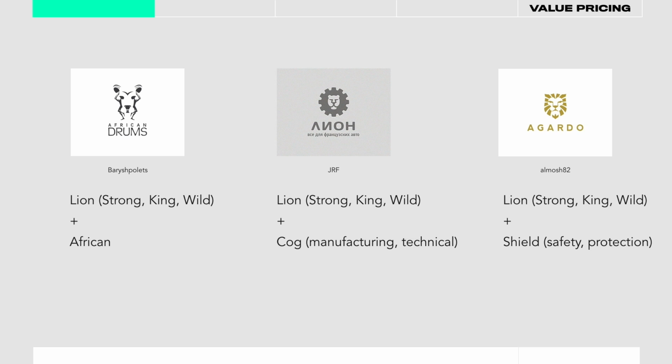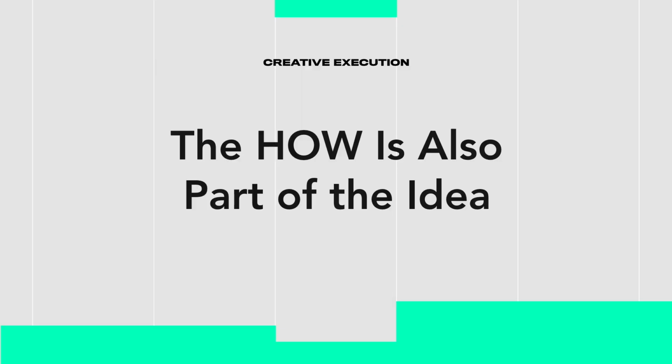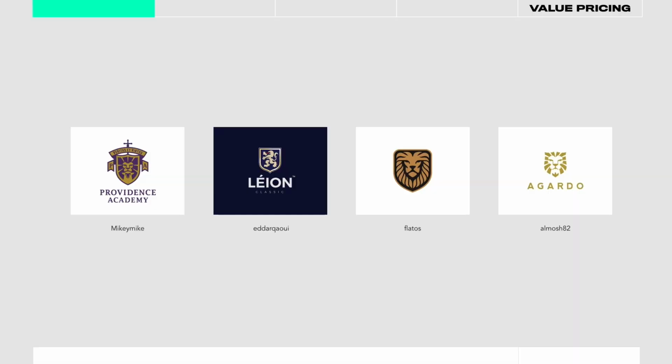Now let's talk about execution, because the way you actually manifest your concept in the design itself is also part of the idea. So previously we saw the concept of a lion and a shield. Now, in itself, that concept might not be super original. I just showed here four examples that I found on Logopond, but around the world there are probably hundreds of people who have already come up with the idea of let's combine a lion and a shield.